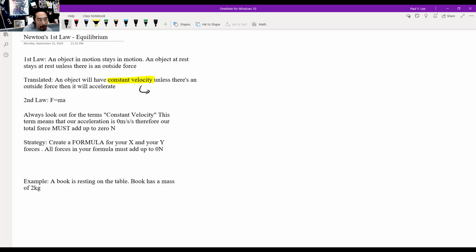So if an object has constant velocity, that means at a time of 0 seconds or a time of t seconds, right, the velocity initial has to equal your velocity final. And this means that your acceleration overall is equal to 0 meters per second squared. And the big idea behind that is this last part here. Then it will accelerate. So this leads into Newton's second law.